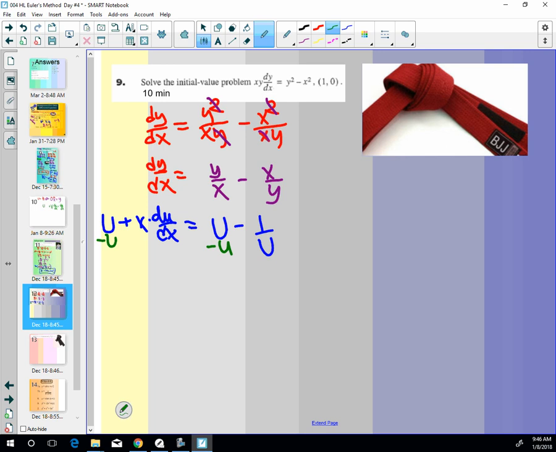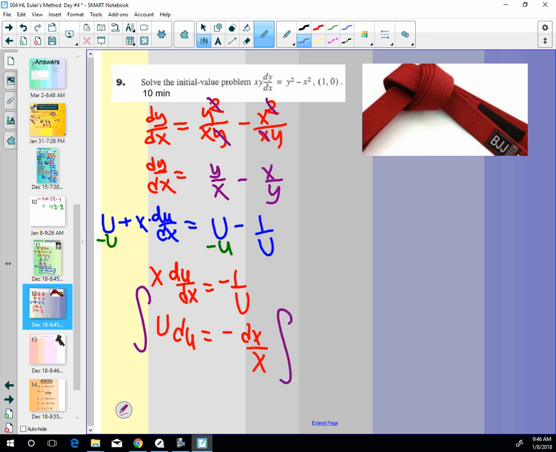But these do, and so now the homogeneous form, x du/dx equals negative 1 over u. You can put the u's together, and you get u du and negative dx over x. Now we'll do the integral of both sides. This is the proving step. You've proved homogeneous once you get to this step, just before.